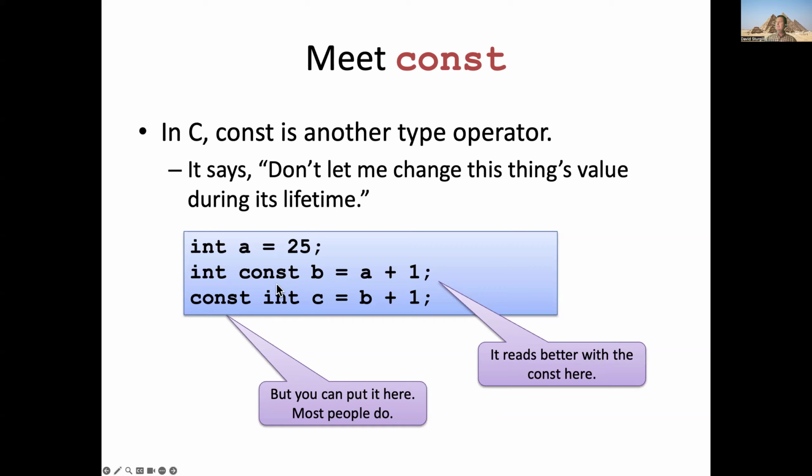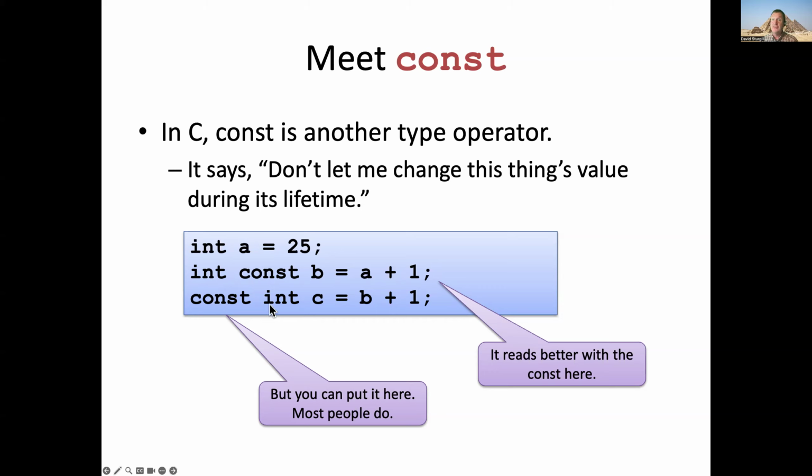And this outermost const, the compiler will let you put it here between the variable name and the type, or you can put it in front. A lot of people put it in front, and that's fine. I tend to put it after the type because I think my reading rule works better for that. B is a const int.